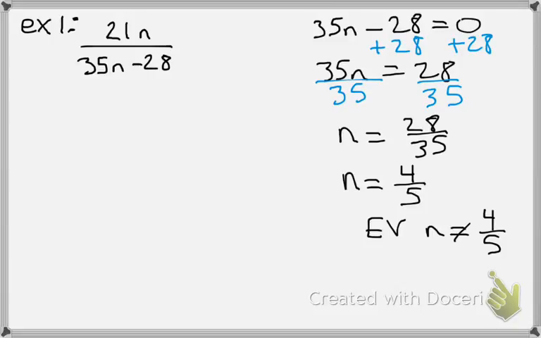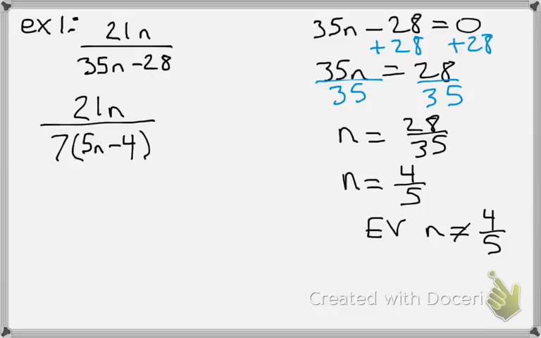That was our step 1 for simplifying. We found our excluded values. Now we need to factor out my numerator. Well, in this case, 21n doesn't factor anywhere, so we have a 21n in the numerator. We're going to factor out our denominator. What can we factor out of 35n minus 28? We can factor out a 7 from both of those terms. So that would leave me with a 5n and a minus 4.